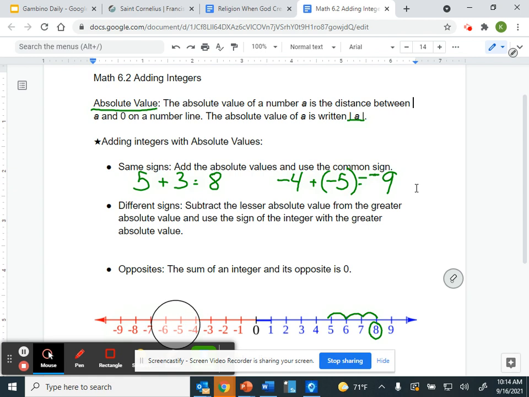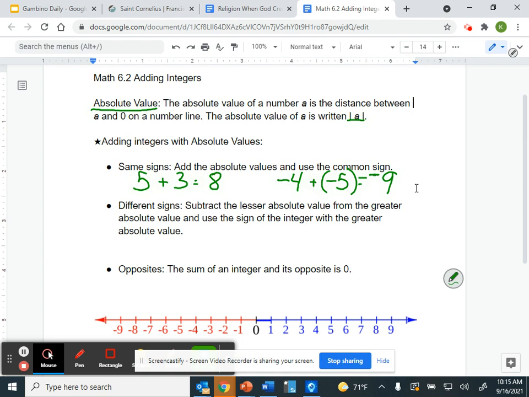Here's where the tricky part comes in, when we have different signs. If you have a positive and you add it to a negative, what you're going to do is subtract the lesser absolute value from the greater absolute value, and then use the sign of the integer with the greater absolute value. Whew, that was a lot of big words. So let's see what that looks like.